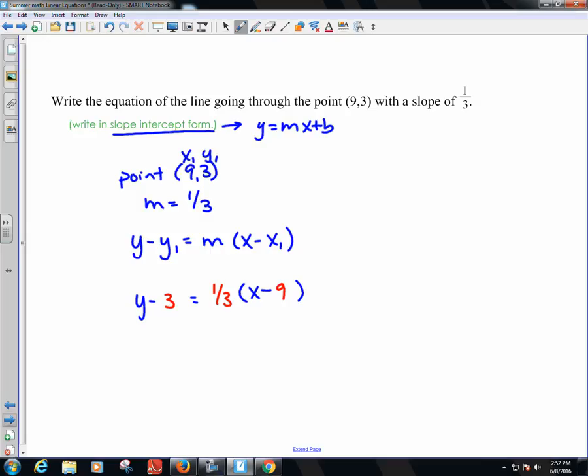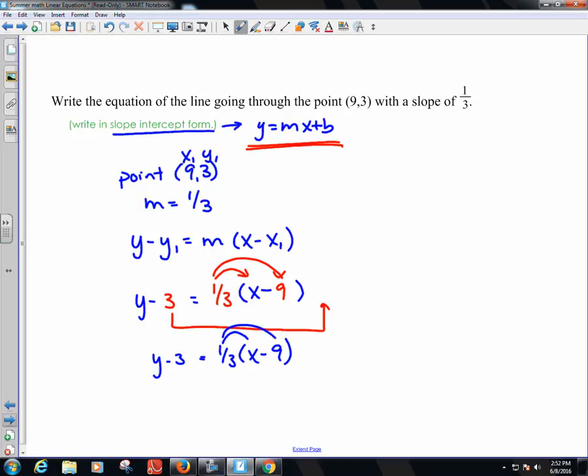But now that's not the form that it wants it in. It wants it to be presented to us in this format. So in order to get that into that format, I'm going to have to distribute this into the set of parentheses, and I'm going to have to move this to over here. Okay, so how do we do that? Well, y minus 3 equals 1/3 times, all right, so I'm going to distribute this first. So when I distribute that, I end up with 1/3 x minus 1/3 times 9.